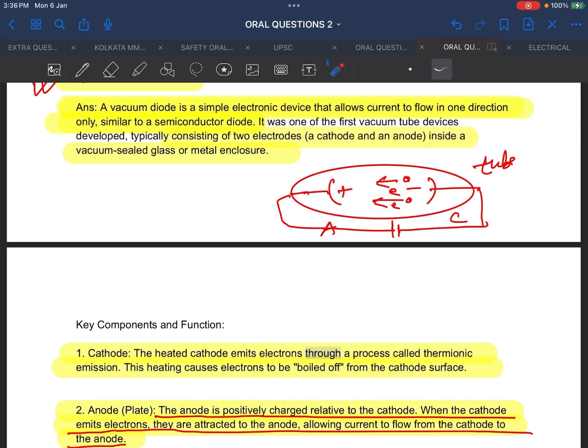Okay, move toward the anode. So what will happen? Here electrons will travel from cathode to anode, and then current will flow from anode to cathode. So there will be flow of current here.